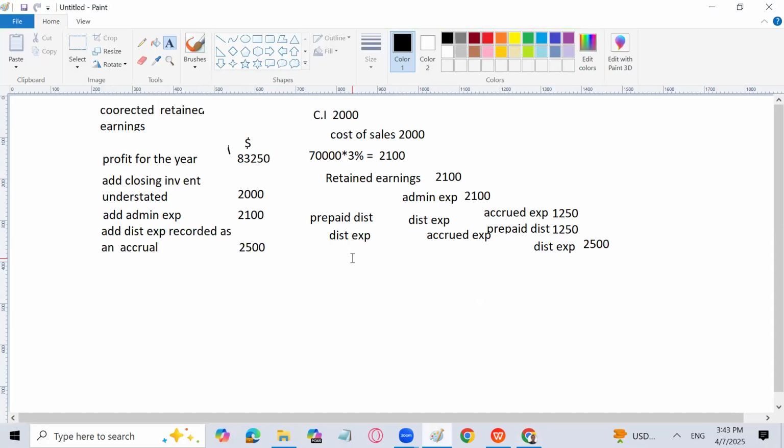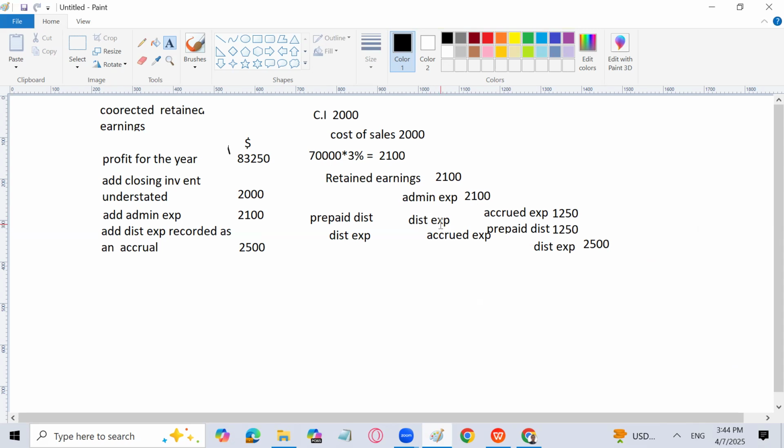But instead of passing the entry for prepaid expense, we have passed the entry for accrued expense. So we have passed distribution expense debit and accrued expenses credit as a liability. Now, accrued expense is wrongly credited, it will be debited. Prepaid distribution expense is not recorded, that will be recorded. And distribution expense needs to be subtracted actually. हमने उसमें से माइनस करना था, हमने ऐड कर दिए.